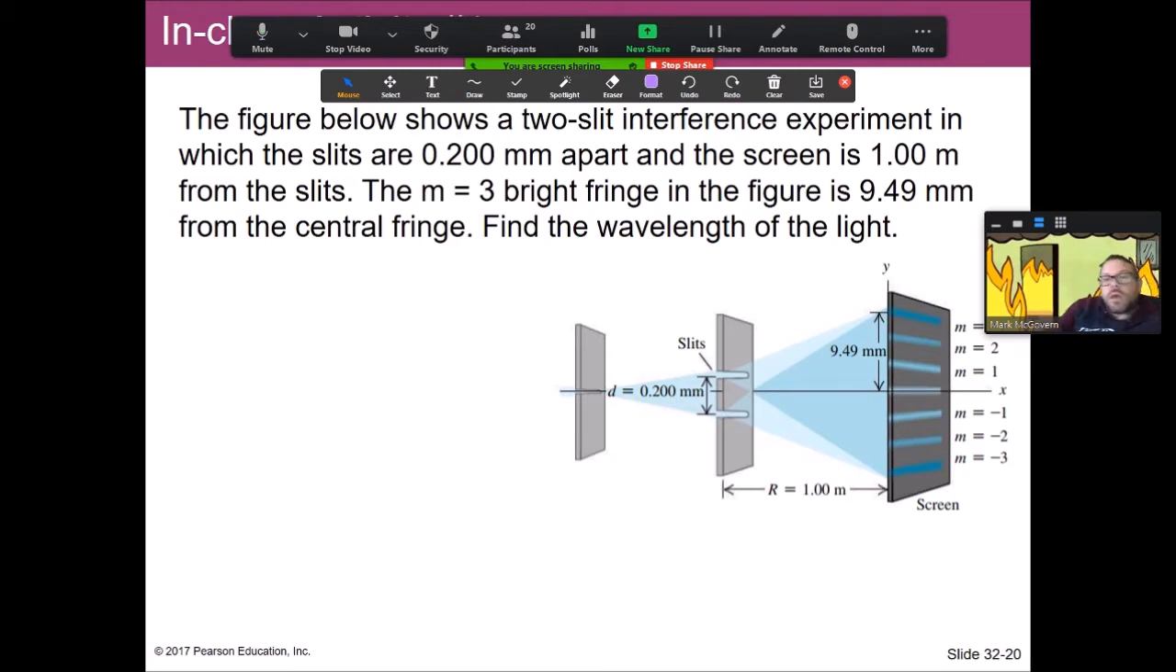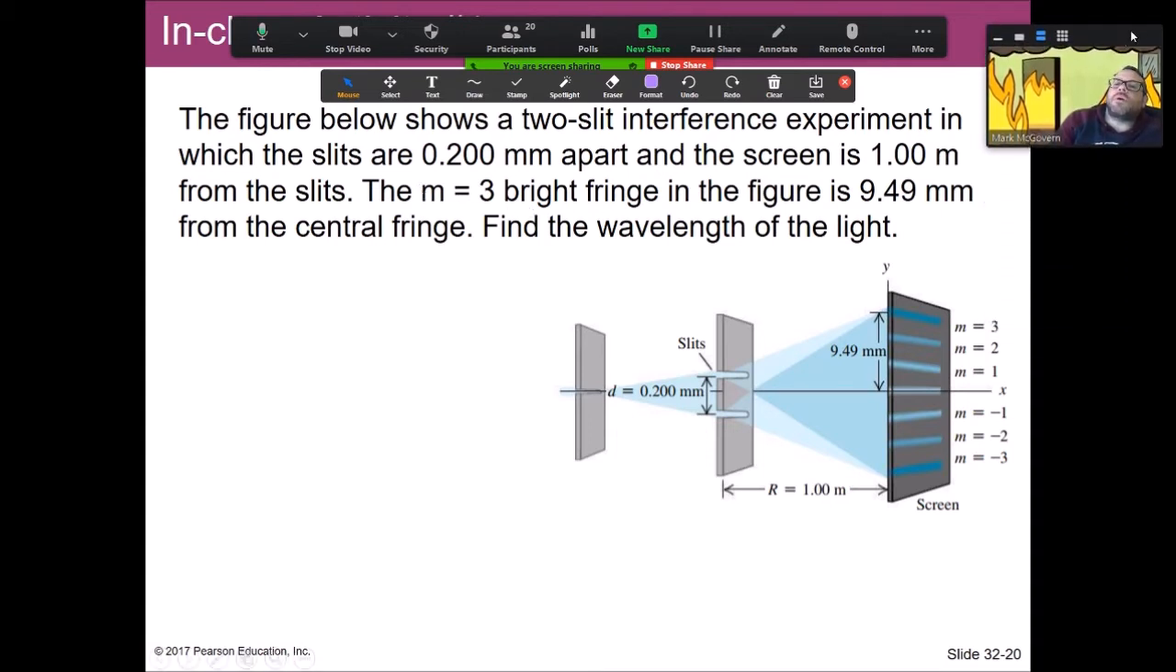I don't know. All right, so we got our double slit experiment here. The slit distance is 0.2 millimeters. Screen is a meter away. The m equals 3 bright fringe is 9.14 millimeters from the central fringe. Oh, look at that. So that's a very straightforward thing. We're told the m equals 3 fringe.